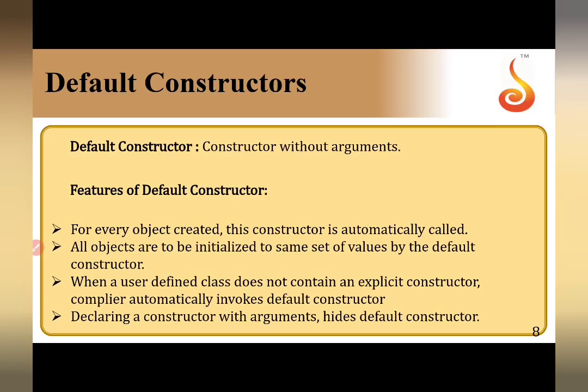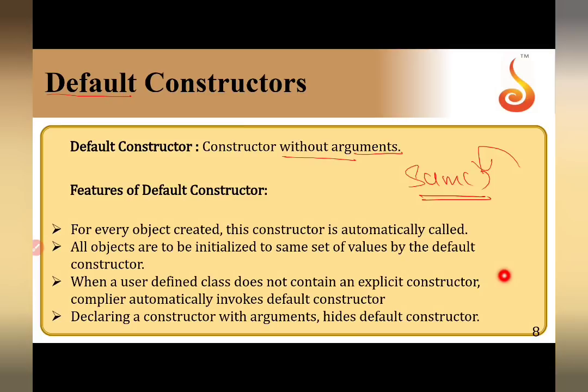We'll start with the default constructor. So what do you mean by default constructor? A constructor without arguments is called a default constructor. Like in the last program, we had a constructor called sum. It has no arguments, right? So a constructor without any arguments is called a default constructor.